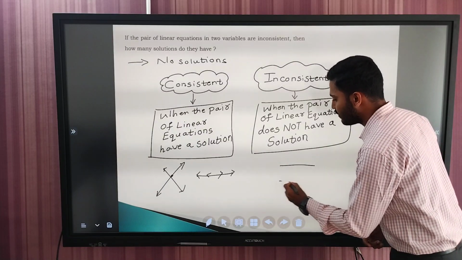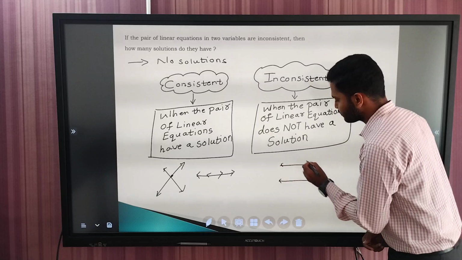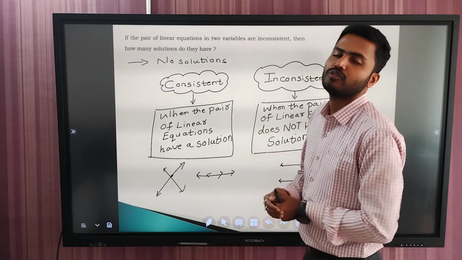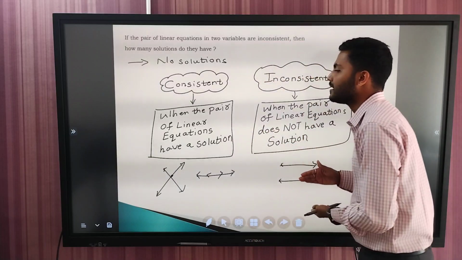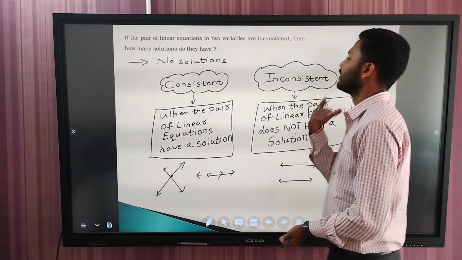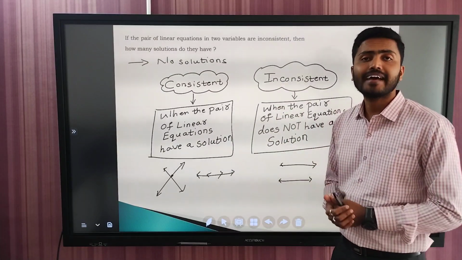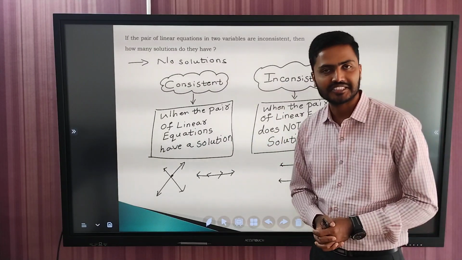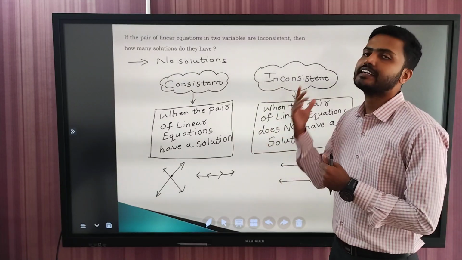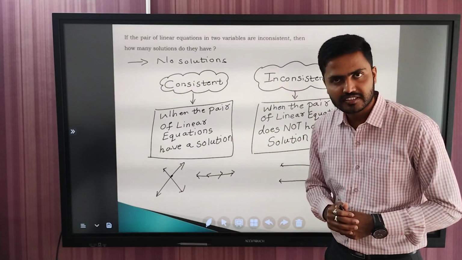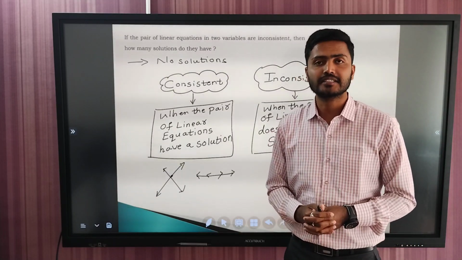Parallel lines don't even meet. Correct? So we can say they are never going to meet. Since they do not meet, they do not have a solution, and we consider those as inconsistent pair of linear equations. Correct? So I hope the concept of consistent and inconsistent pair of linear equations is clear. So now let us move ahead towards our next question.